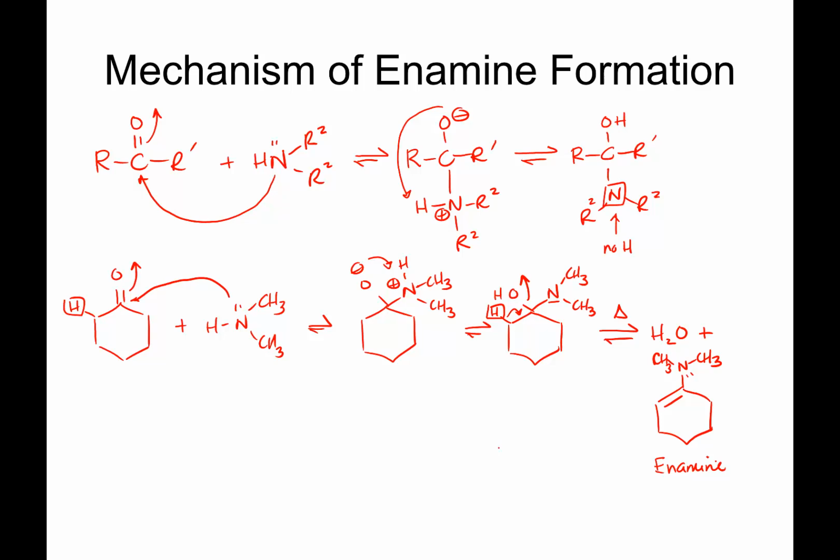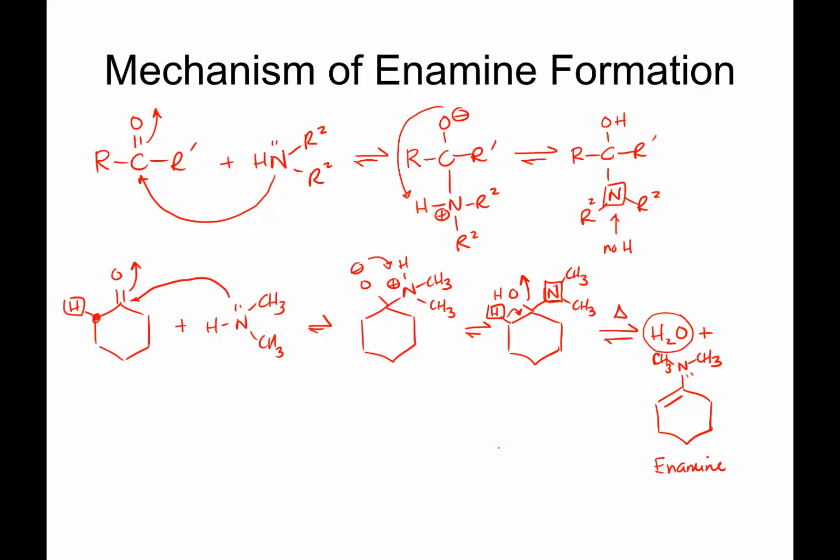Okay. And again, this is an equilibrium process, so best case scenario is we could remove the water in order to form enamines and push the equilibrium to the right. But the double bond is formed between the carbon that is attached to the carbonyl and the carbon that was the carbonyl to begin with, because the nitrogen is secondary, and so there's no hydrogen after it loses its initial hydrogen to the O-.